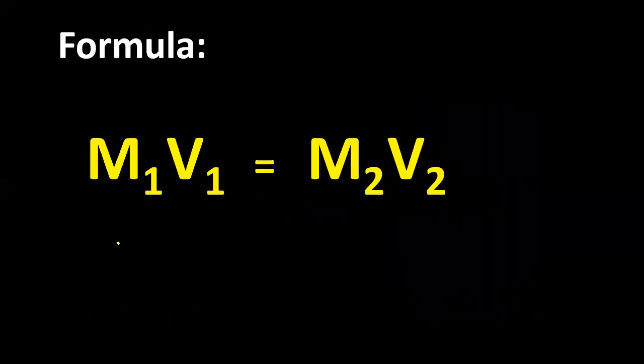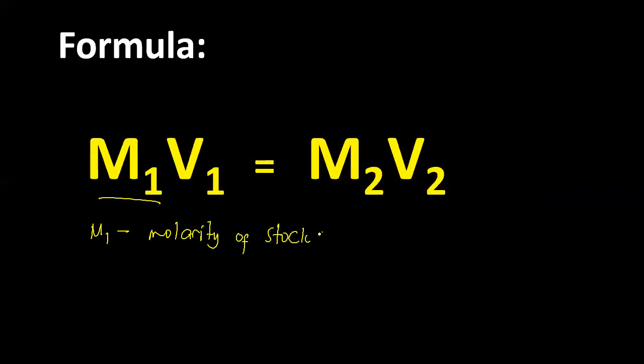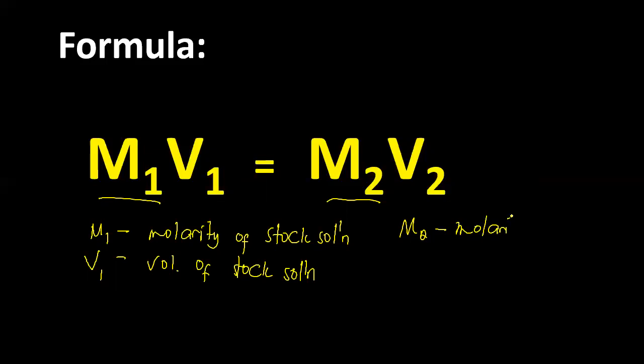Now, what is M1? M1 is your molarity of your stock solution. Then, your V1, okay, this is the volume of your stock solution. Then, of course, we have M2. M2 will be your molarity of your diluted solution. And V2 is your final volume, or the volume of your diluted solution.